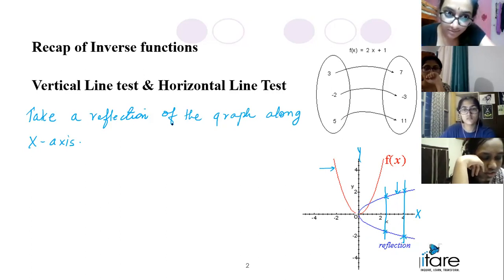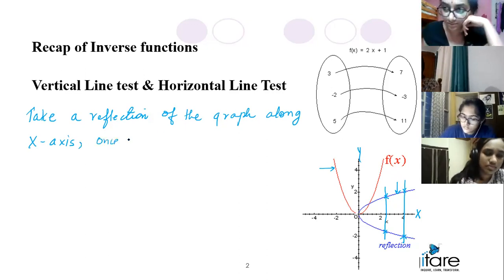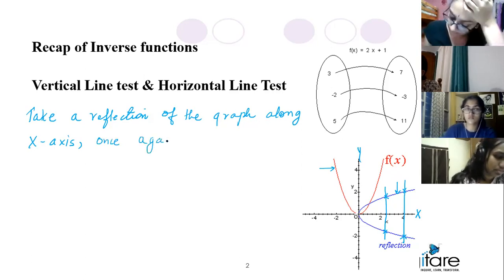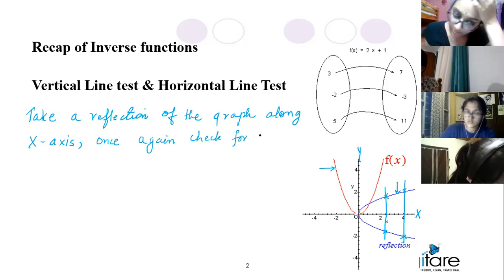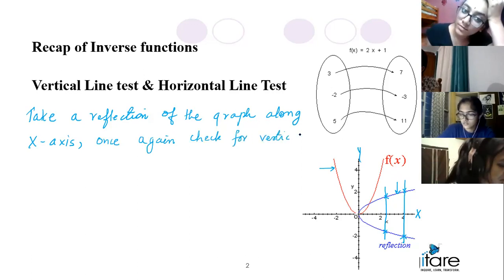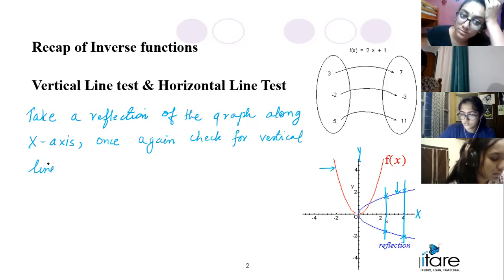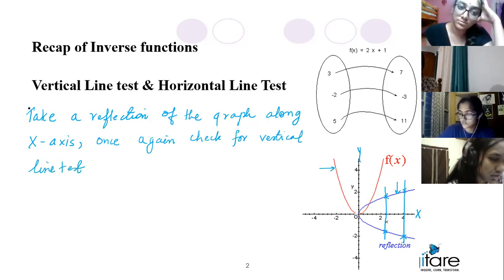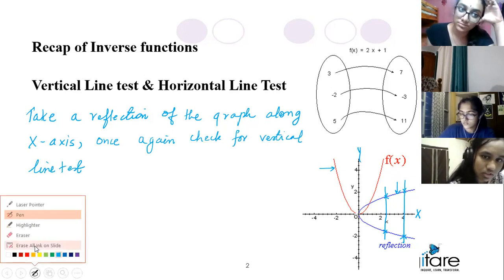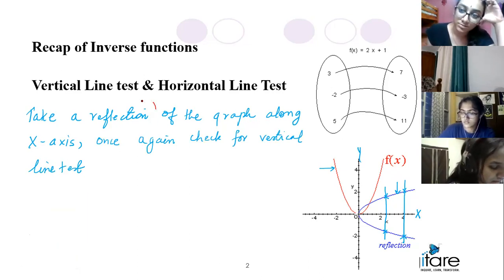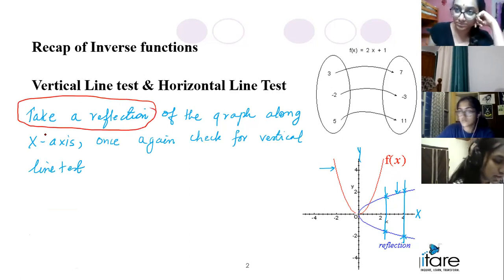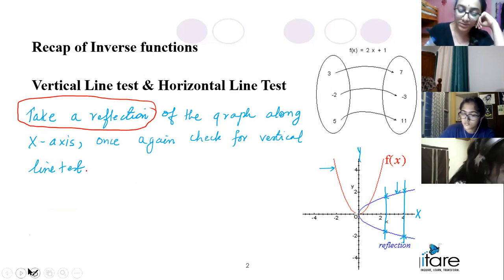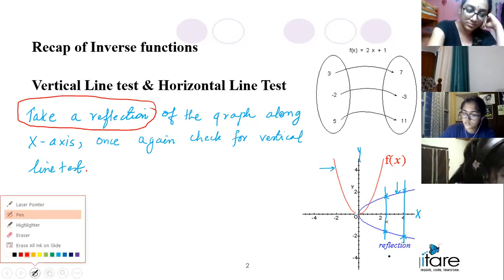Okay, so take a reflection of the graph along the x-axis. Once again, check for the vertical line test on the reflected graph. So this is the case 2 we are doing. If it passes here once again, in our case, it is failed.